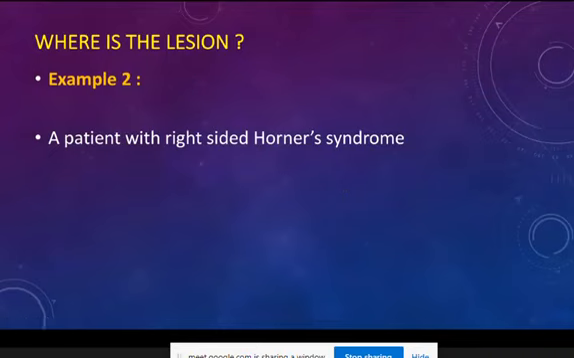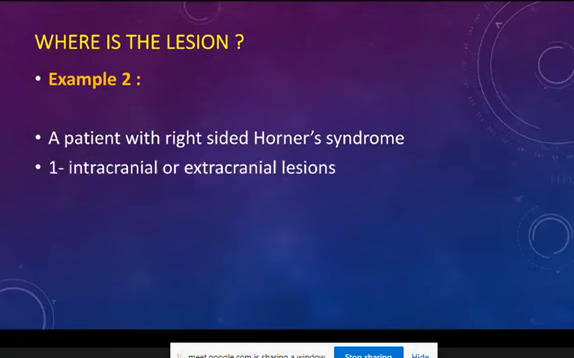Horner syndrome is a lesion in the sympathetic chain. We have the sympathetic and the parasympathetic. The parasympathetic, for example for the eyes, goes through the third nerve. The sympathetic goes through the sympathetic chain. Horner syndrome has two sites of lesion, intracranial or extracranial.